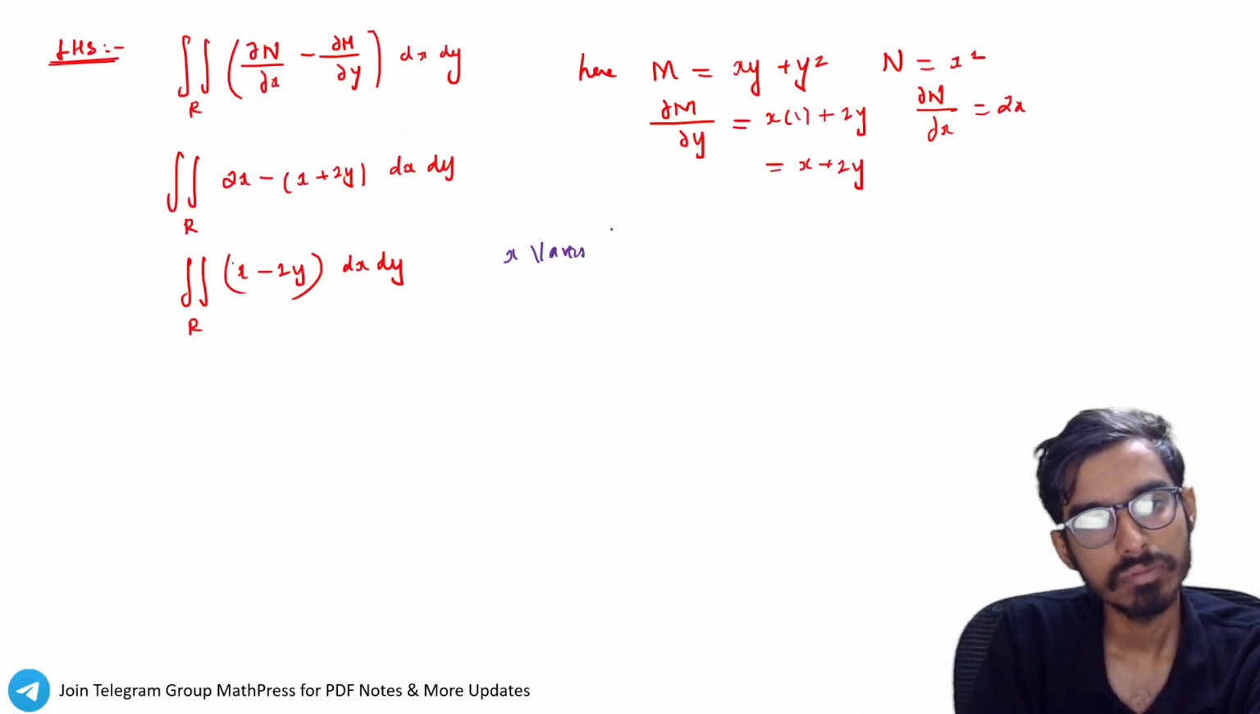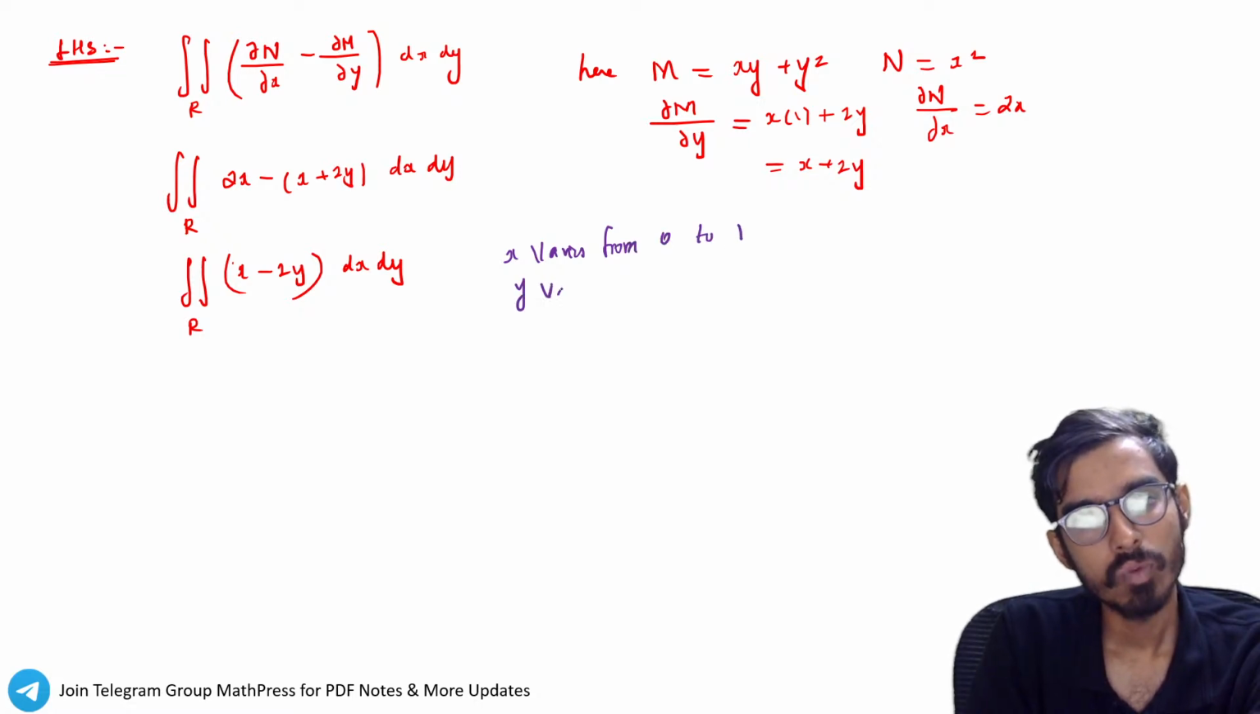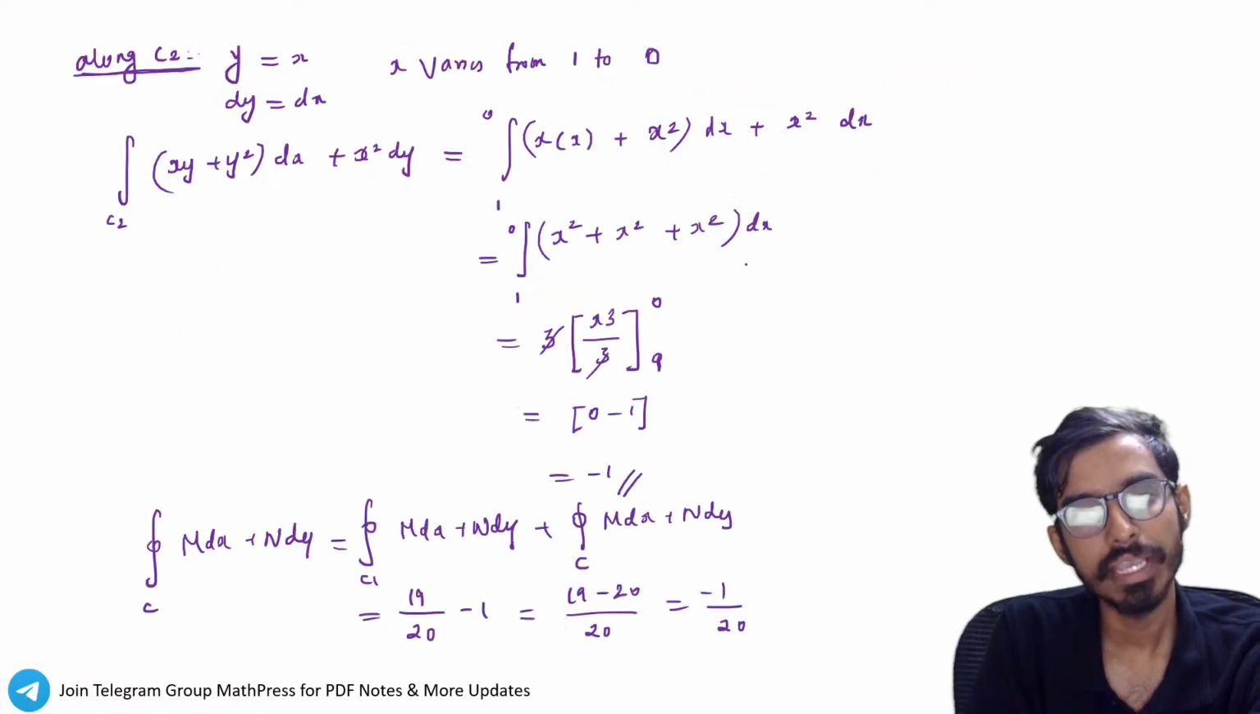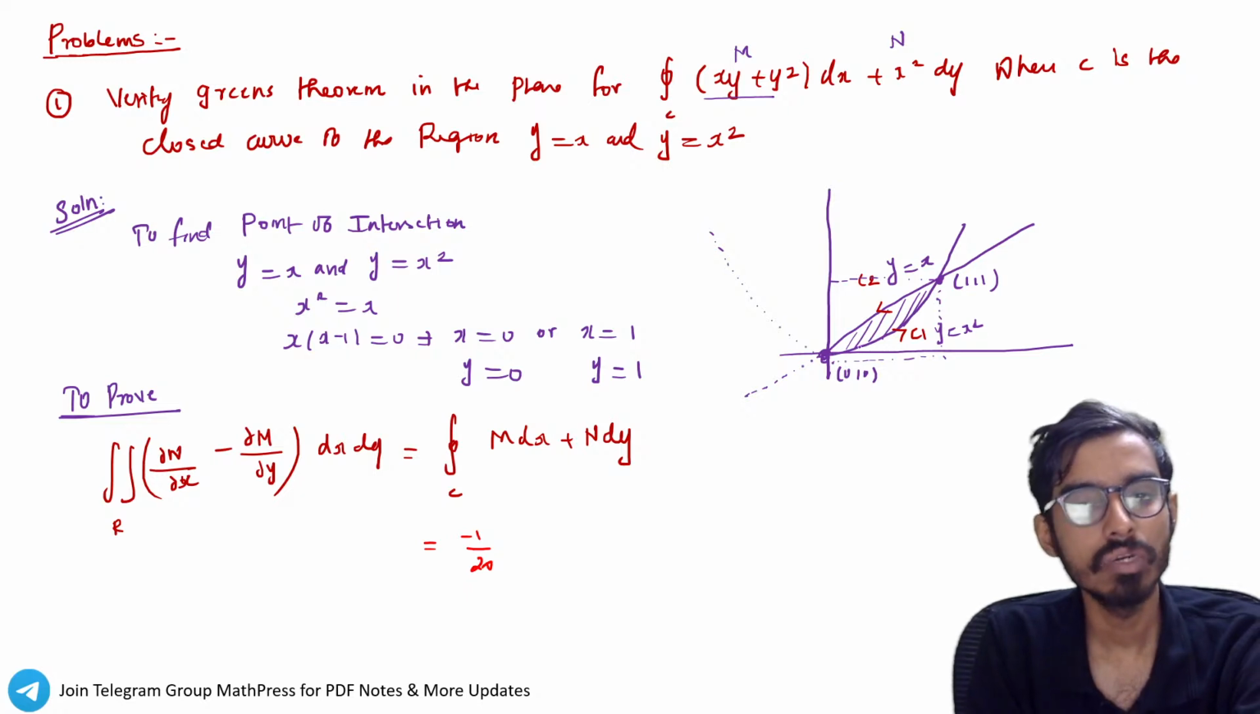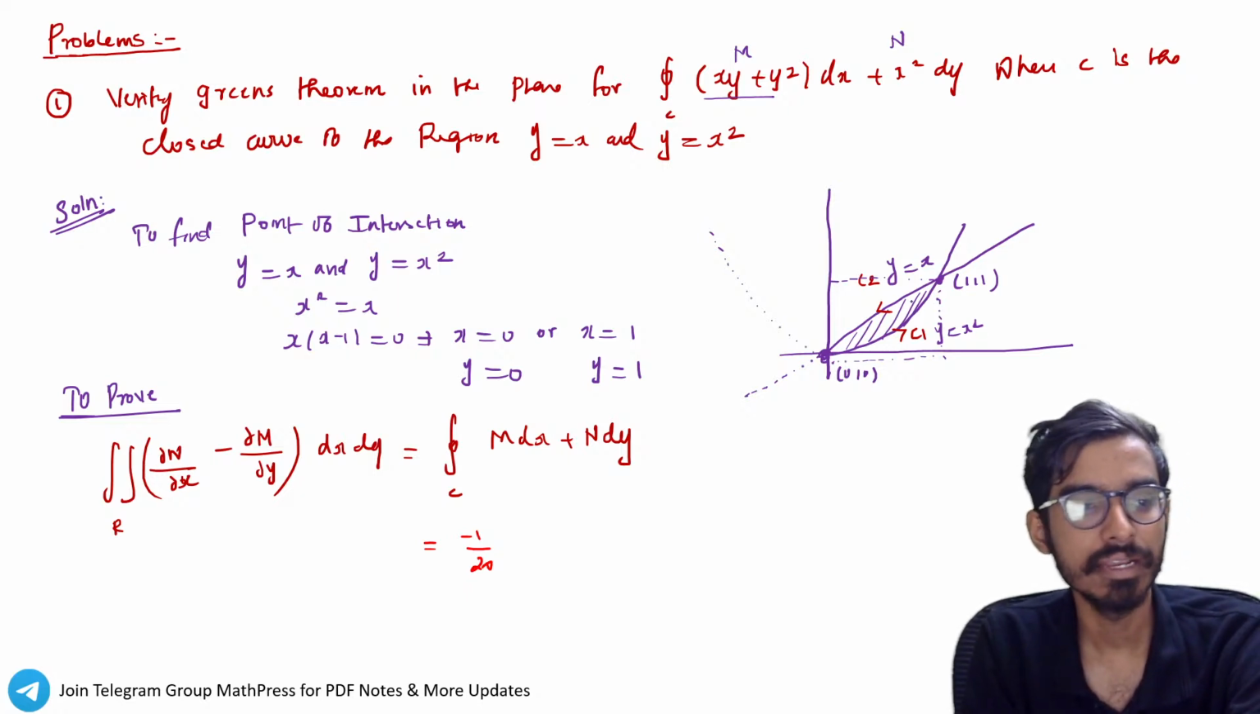x varies from 0 to 1, and y varies from x square to x, right? So you can see, x square to x, y varies from 0 to 1. Then only you can cover the inside regions, right? If you take x varies from 0 to 1, y varies from 0 to 1, you can cover only the boundary, right? You cannot cover the inside region.